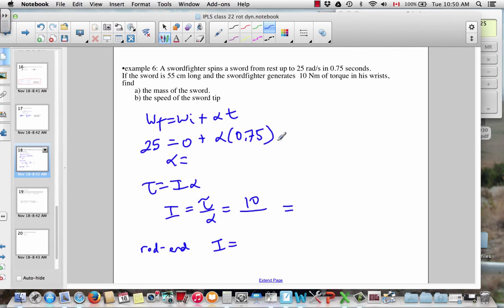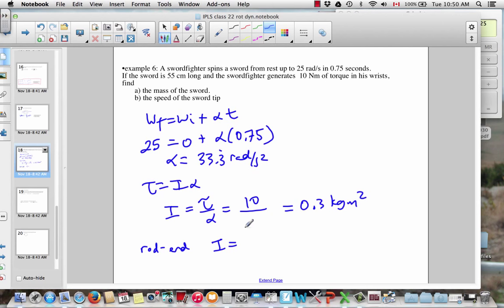Okay, so from the given information, we can find, first of all, the angular acceleration, because we know that it starts at rest and it speeds up to 25 in 0.75 seconds. So that gives us 33.3 rads per second squared of angular acceleration. We're given the amount of torque in the wrists, and therefore we can find the amount of inertia, just dividing the torque by the angular acceleration. That works out to 0.3 kilogram meters squared of inertia.